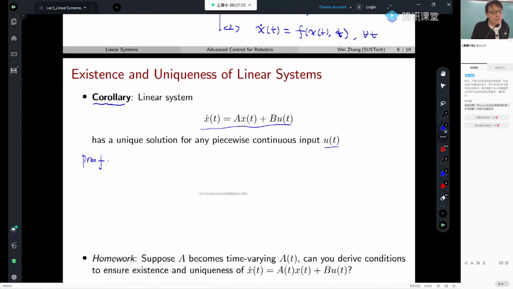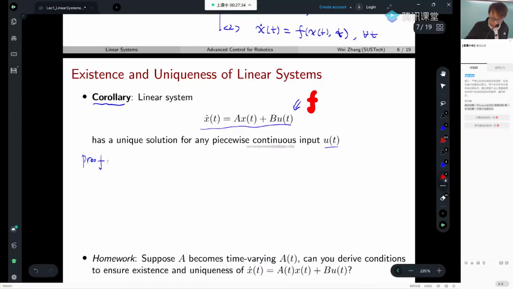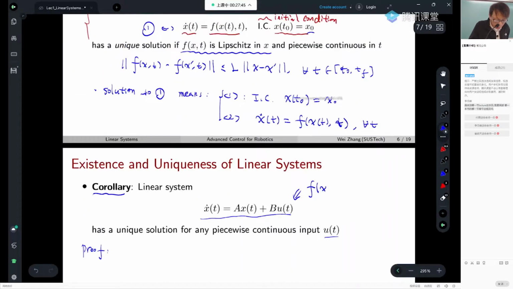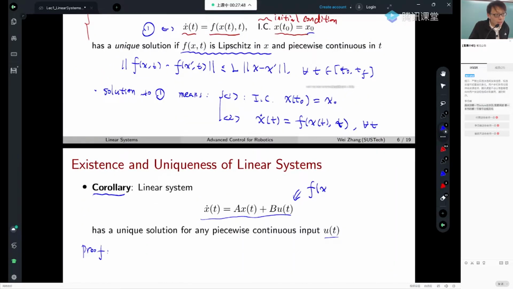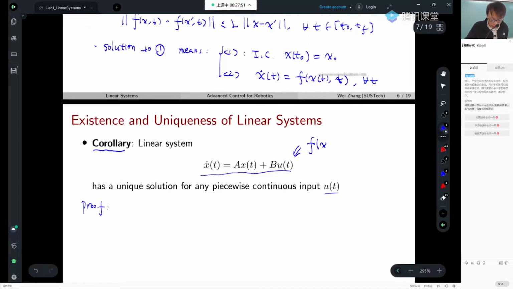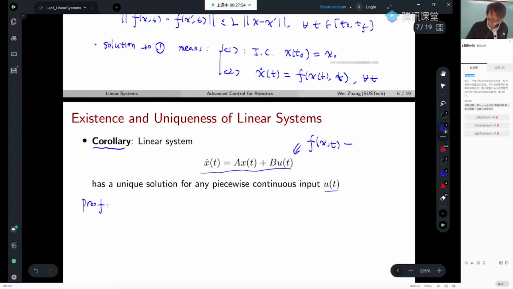Now I just need to check whether this is my vector field. What is my vector field here? Let's say if I write this vector field, my vector field function is a function of x. Let's say if I want to make it of this form, okay? It's a function of x. Another thing, I capture all the other things in terms of t. So this thing will be A times x plus B times u of t.